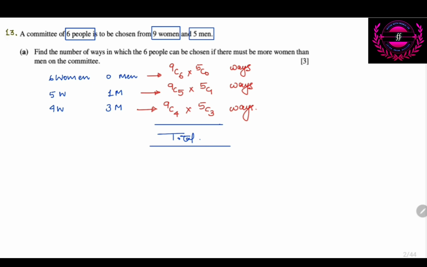My objective is to introduce you to as many concepts as possible, new introduction to new questions. So let's move to part B of the 13th question. Read part B. 9 women and 5 men include a sister and a brother. Find the number of ways in which the committee can be chosen if the sister and the brother cannot both be on the committee.